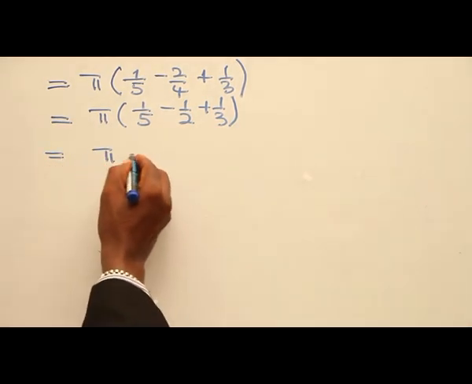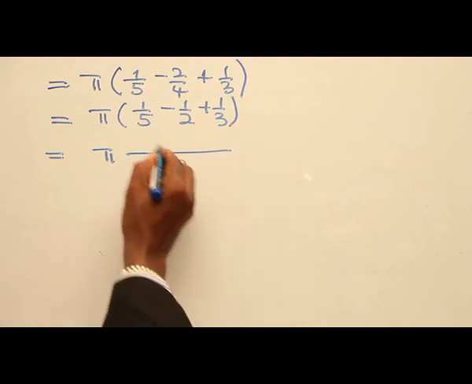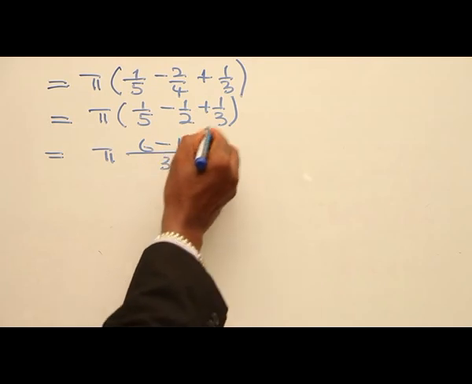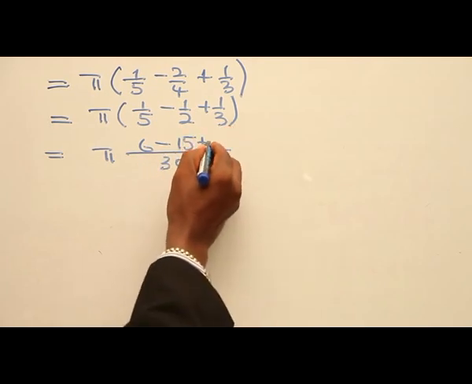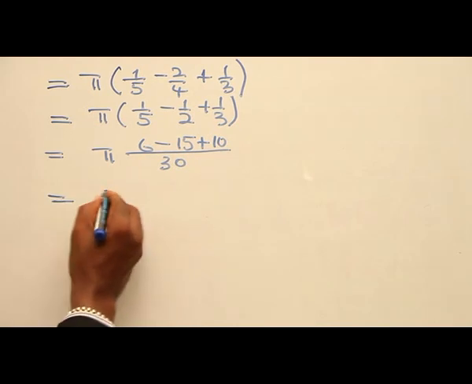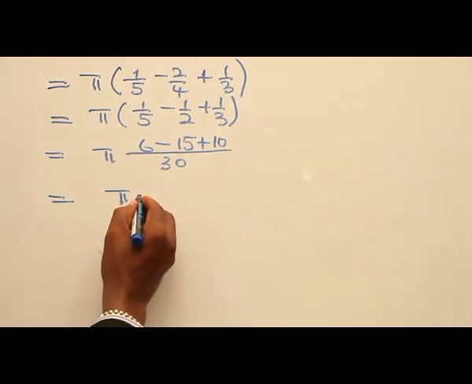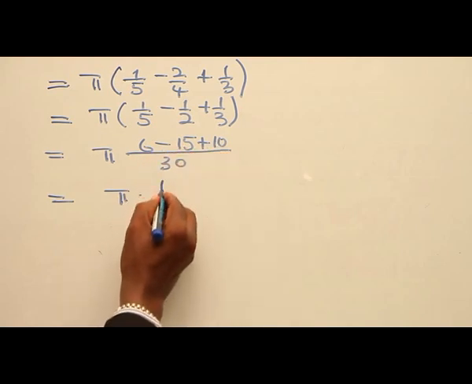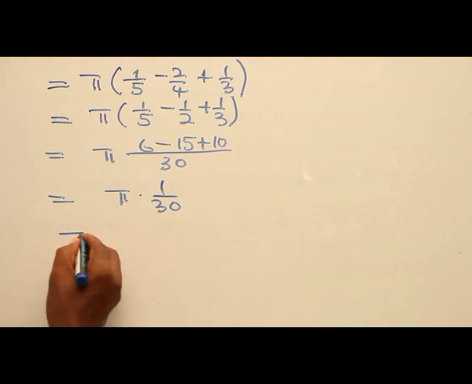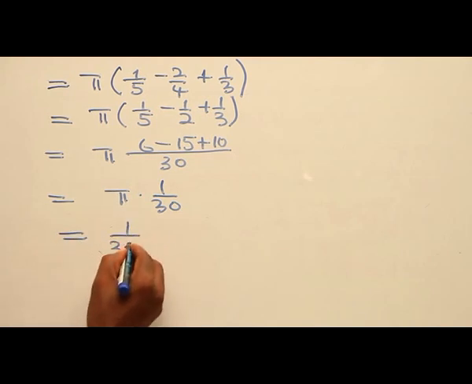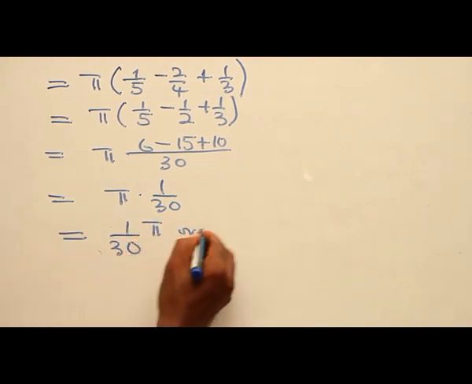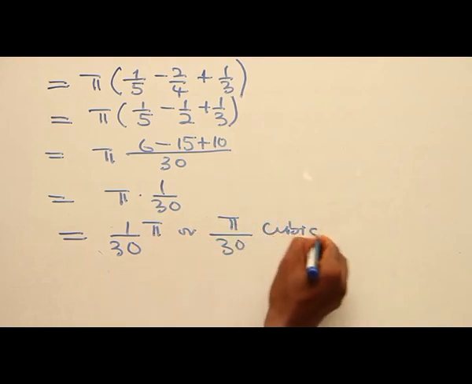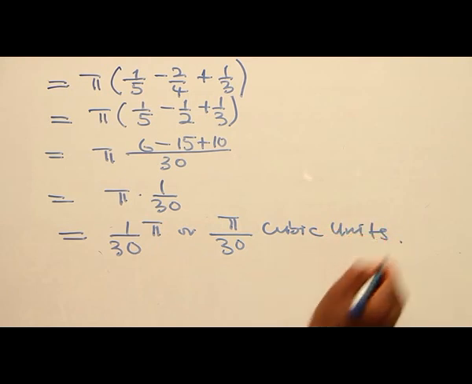So we have pi into 30. 5 here gives 6, 2 here gives 15, and 3 here gives 10. This results in pi multiplying 6 plus 10, which is 16, minus 15, which is 1, all over 30. So the final result is 1 over 30 of pi, or pi over 30 cubic units. And that's it.